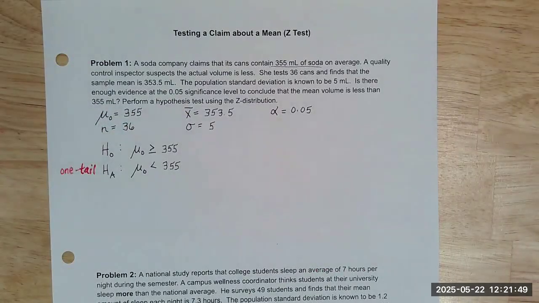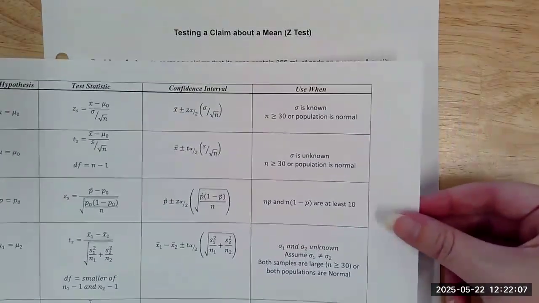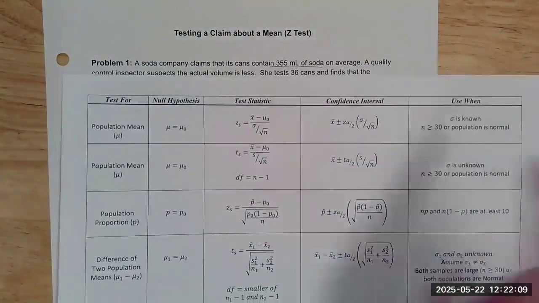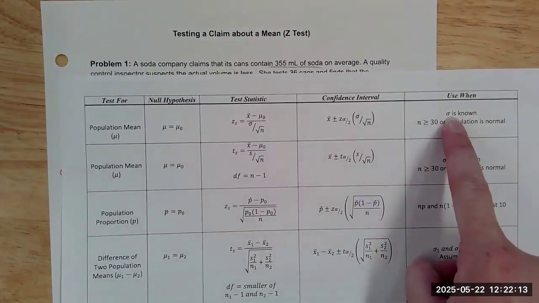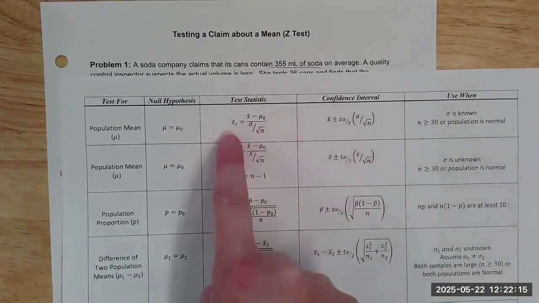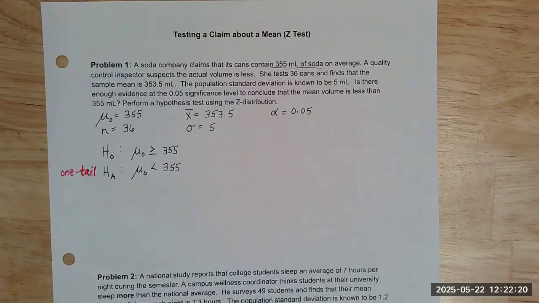Okay. So we have a one-tail test. That'll be important later, not quite yet. Okay. Now what we need to do is look at her formula sheet for the type of test that we're using. So we're looking for population mean. So it's either this one or this one. But in this case, our sigma is known. So we are using our Z test statistic. So I'm going to write down that formula for us.